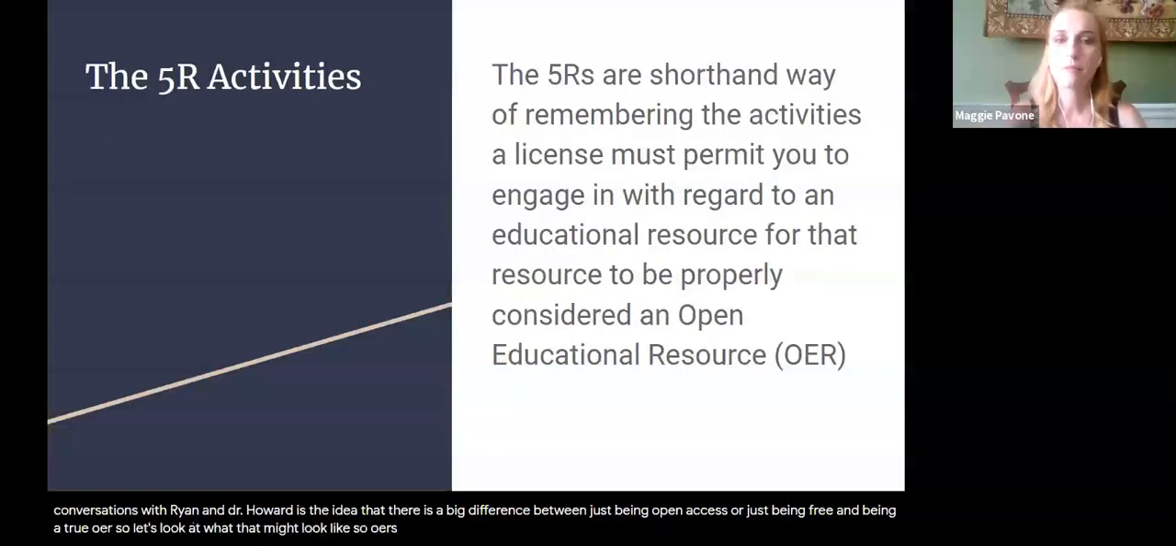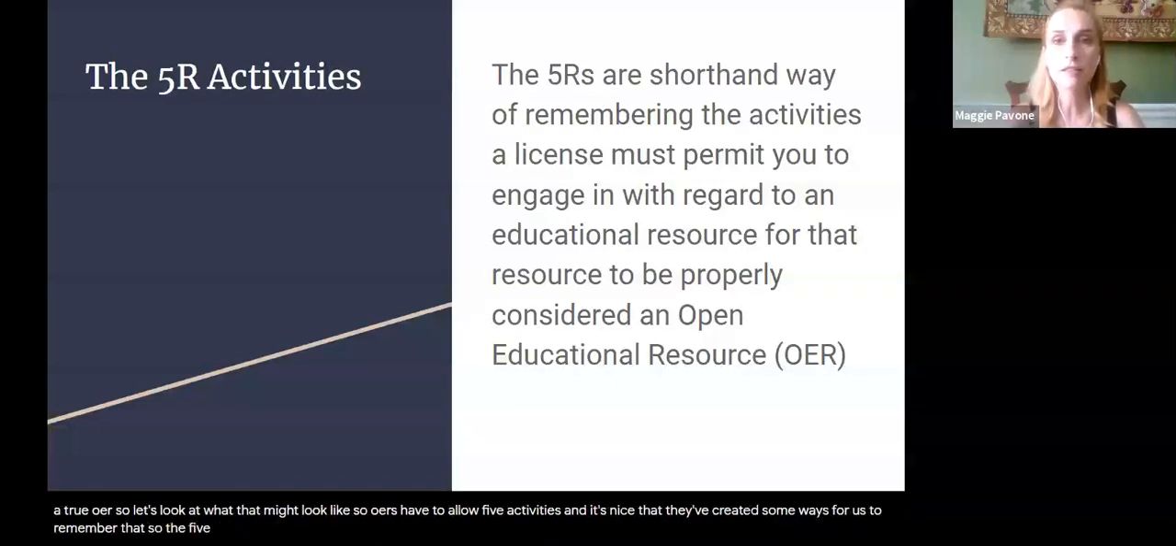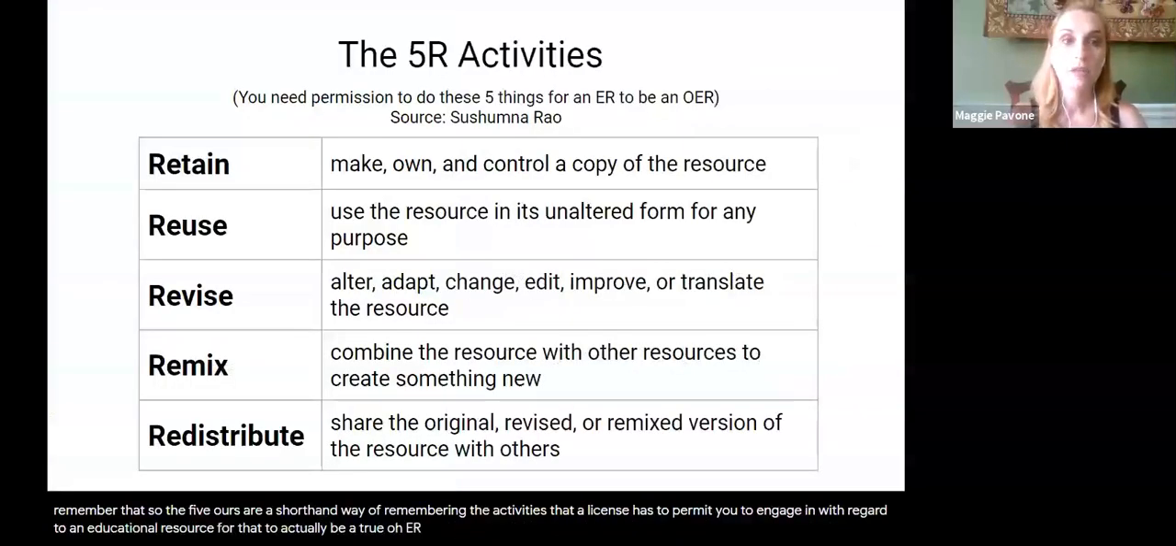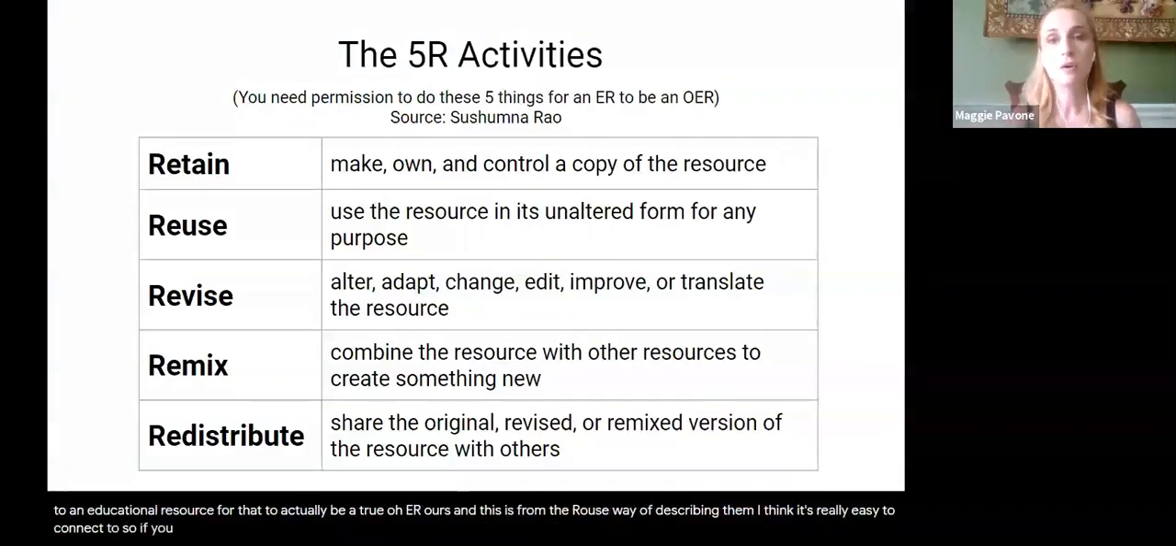So OERs have to allow 5 activities, and it's nice that they've created some ways for us to remember that. So the 5 R's are a shorthand way of remembering the activities that a license has to permit you to engage in with regard to an educational resource for that to actually be a true OER. So let's look at the 5 R's, and this is Sushumna Rao's way of describing them. I think it's really easy to connect to. So if you want your educational resource to be a true open educational resource, or if you want to use an educational resource as an OER, permission for all 5 of these activities has to be explicitly given.